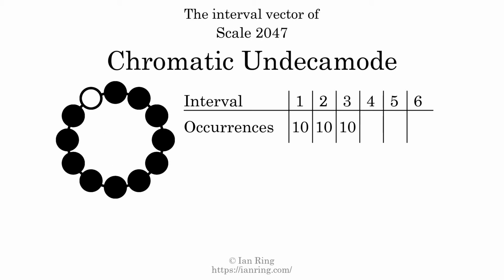There are 10 intervals with the size of 3 semitones. They are here, here, here, here, here, here, here, here, here, and here. There are 10 intervals with the size of 4 semitones, and 10 intervals with the size of 5 semitones, shown in the same way.